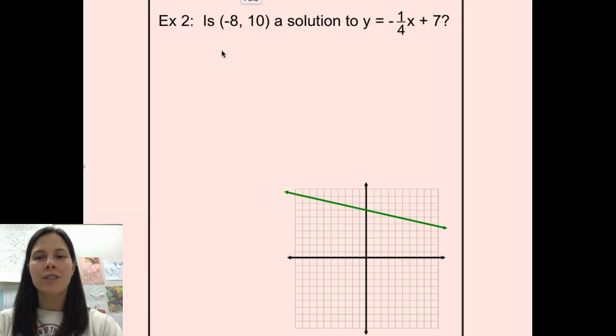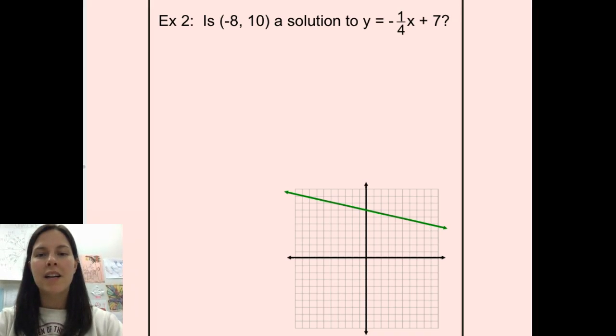Our next example, we're going to check to see if negative 8, 10 is a solution to the equation y equals negative 1/4 x plus 7. So we still have slope-intercept form, but this time our slope is a fraction. Again, our ordered pair is x, y, so we're going to replace y with 10, and we're going to replace x with negative 8. We will multiply that by our fraction of negative 1/4.